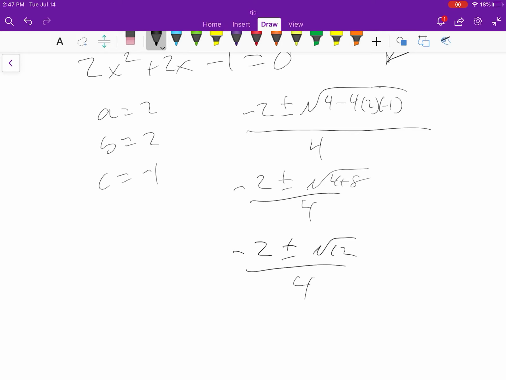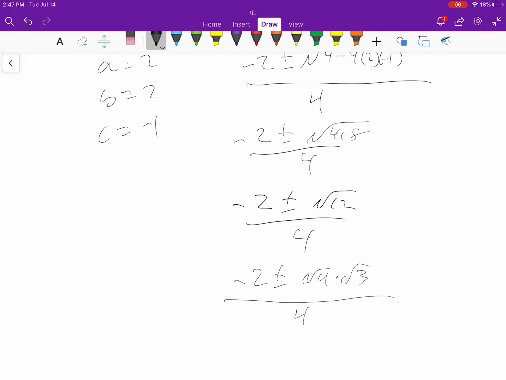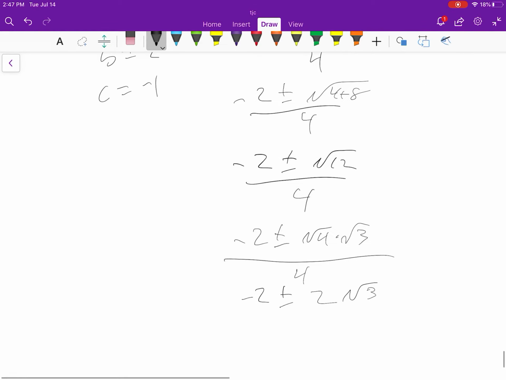The square root of 12 is really the square root of 4 times the square root of 3. So we can rewrite this as the square root of 4 times the square root of 3. That's what the square root of 12 is. Square root of 4 is 2. All right, so I just took the square root here.